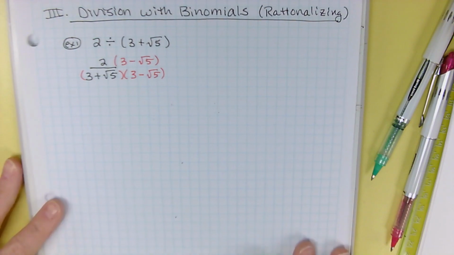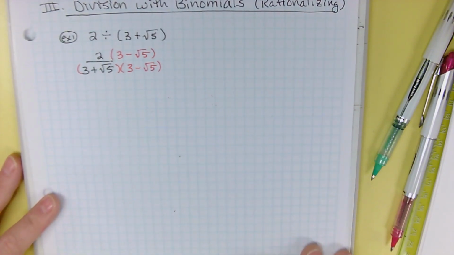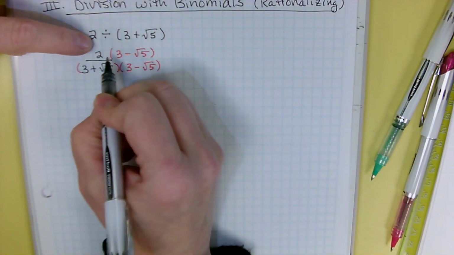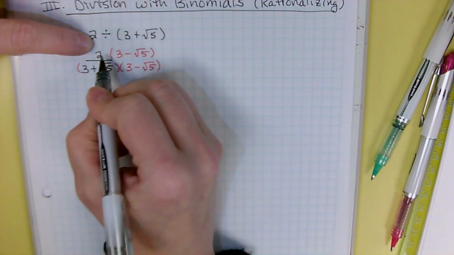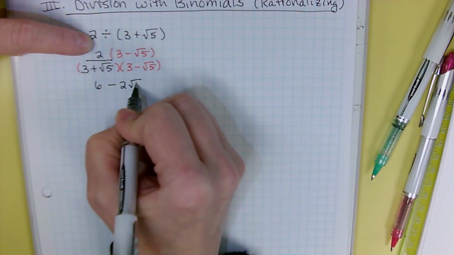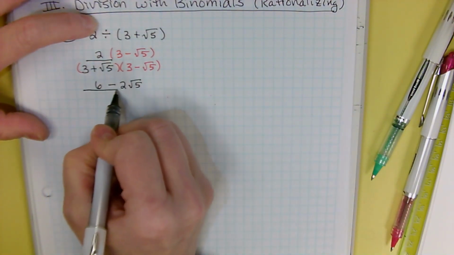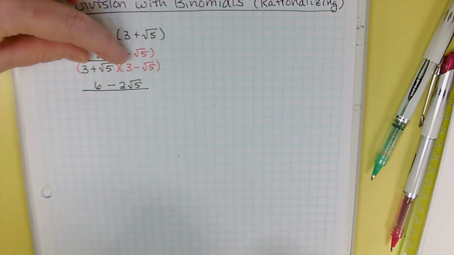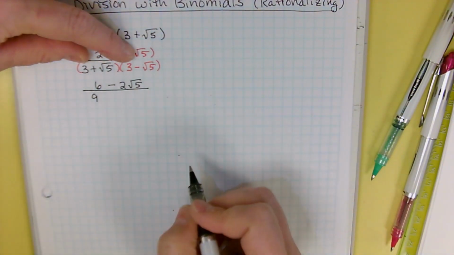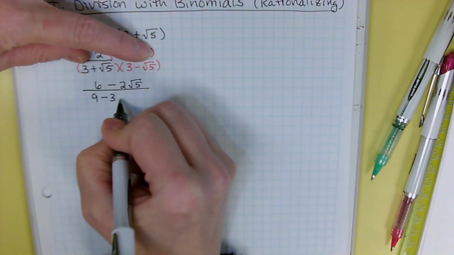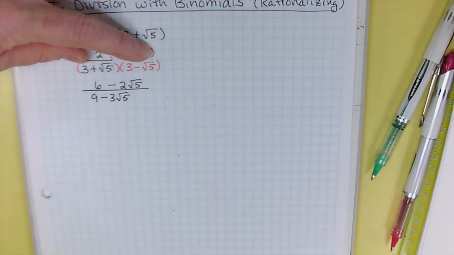All right, so now is the hardest part, which is the multiplying without messing anything up. So we focus as much as we can. 2 times 3 is 6. 2 times negative radical 5 is -2 radical 5. We don't really mind a radical on top. Now here we go on the bottom. 3 times 3 is 9. 3 times negative radical 5 is -3 radical 5.